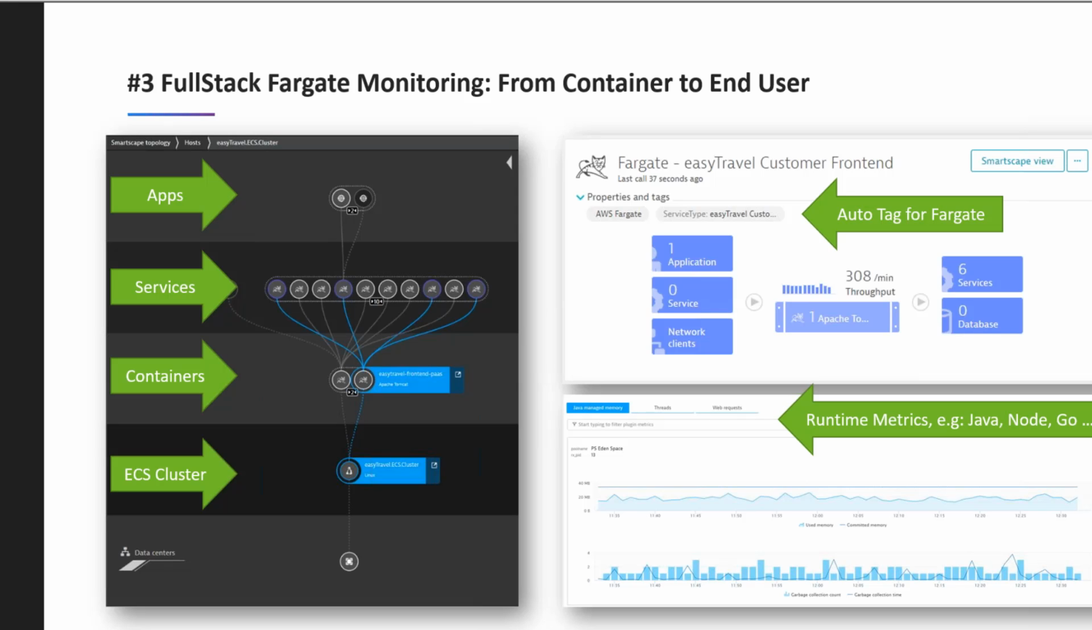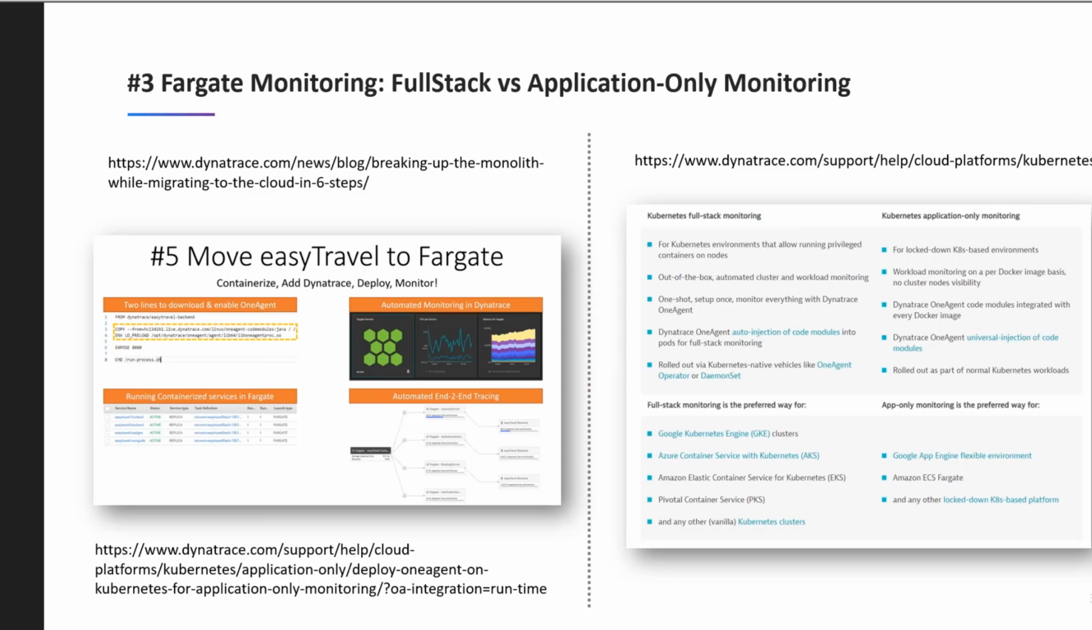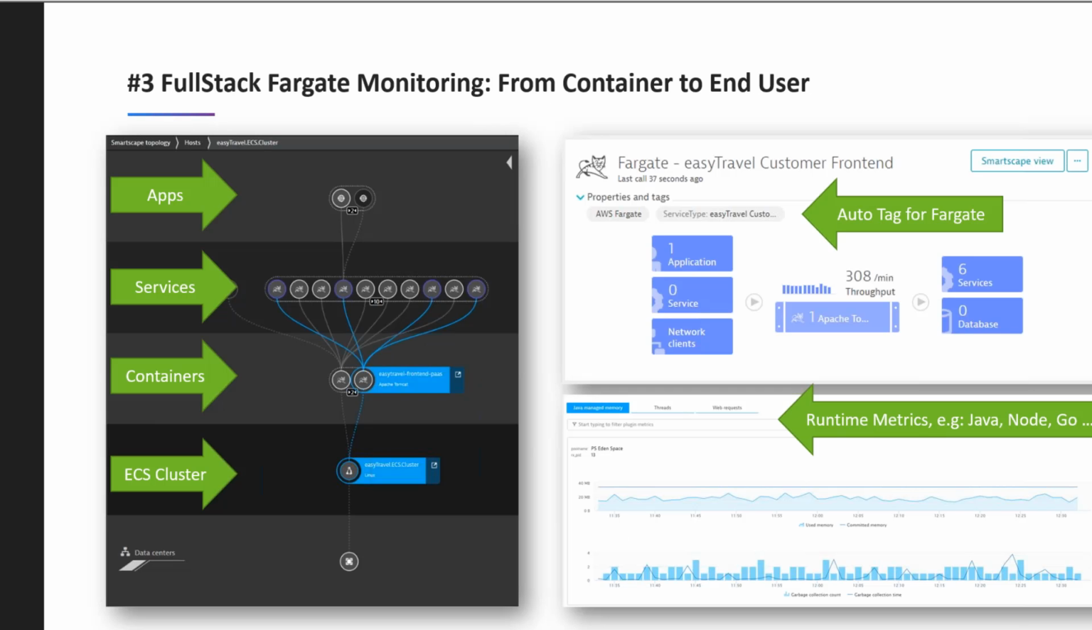And the only thing I had to do is just modify the Docker image or the Dockerfile when building my container for Fargate. It's a two-liner. If you see it on the left side here where it says move easyTravel to Fargate, 2 lines to download and enable the OneAgent. That's it. If you do this, you get full-stack visibility. Also with the tags, with the metrics, with the PurePaths, the code level visibility, everything is there for you.